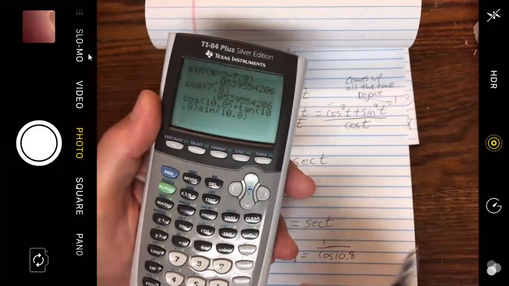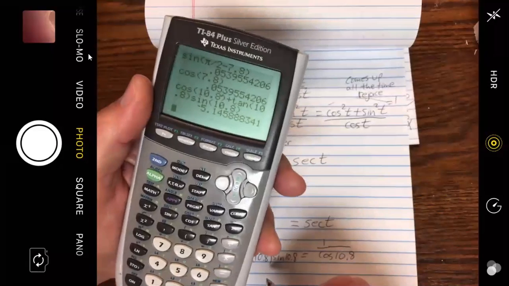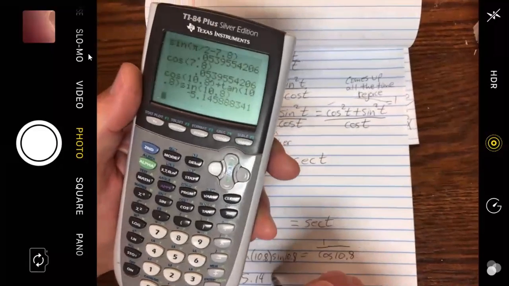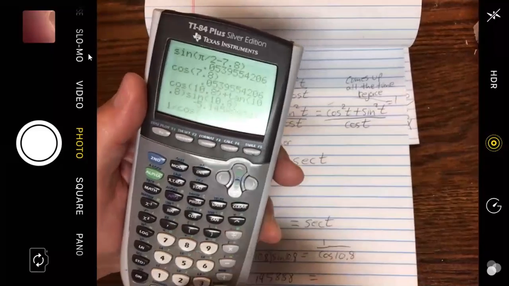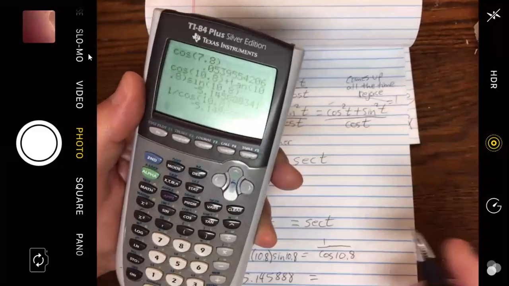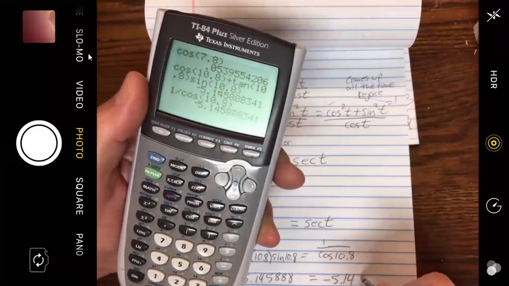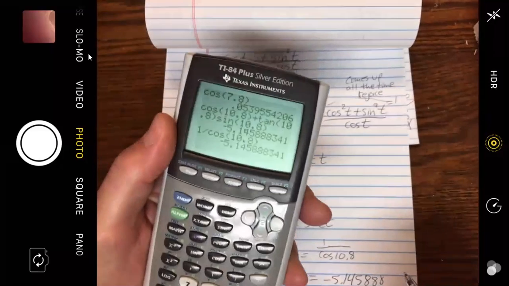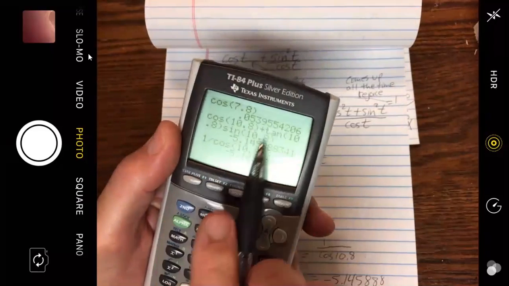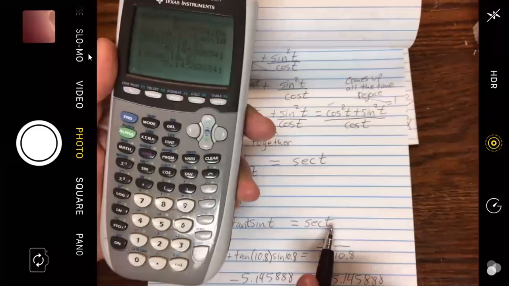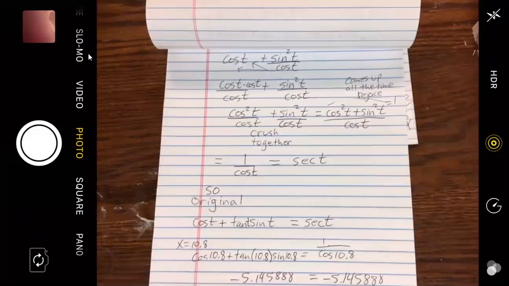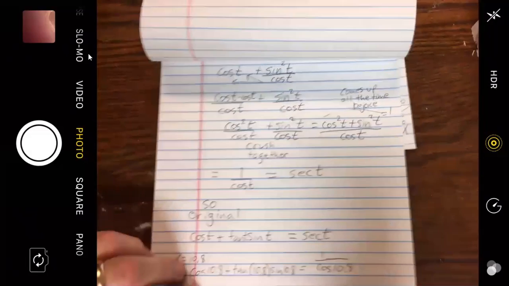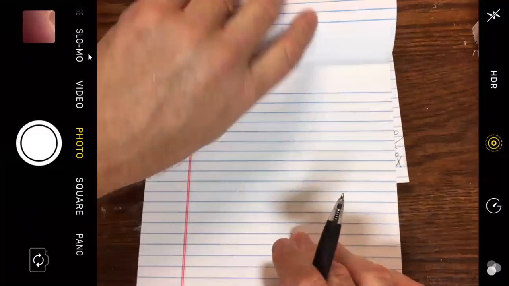So there's the left side. That was the original: negative 5.14588888. And over here, 1 divided by cosine 10.8. And there you are, negative 5.14588. So you've turned the original expression into this and simplified it. The original expression can be replaced with secant. Okay, so that's the kind of stuff they start with, and then they're going to charge into actually verifying identities.